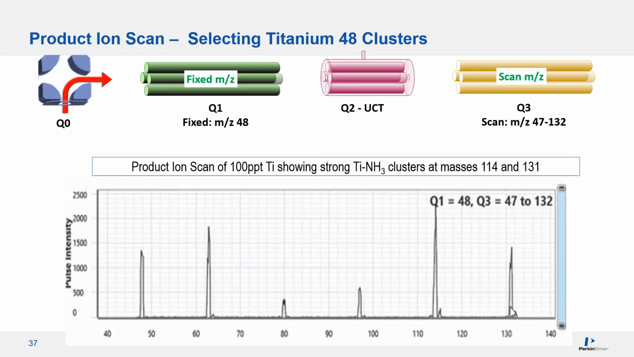So here's the product ion scan of 100 parts per trillion titanium, showing the various titanium and ammonia clusters. 100% pure ammonia reacts rapidly with titanium, creating several clusters at higher masses. This scan shows the 100 parts per trillion titanium creating strong clusters with pure ammonia at masses 114 and 131.